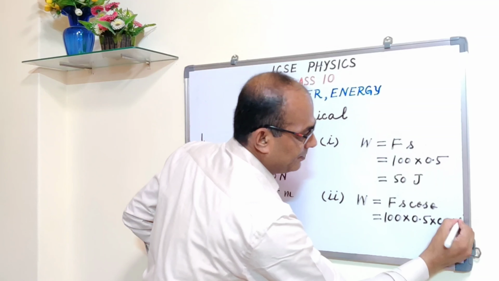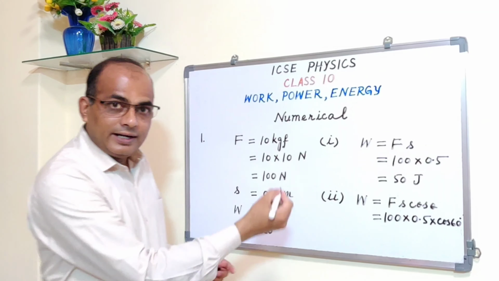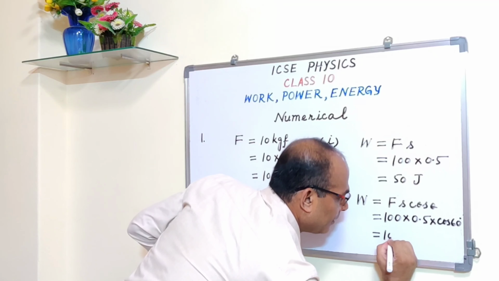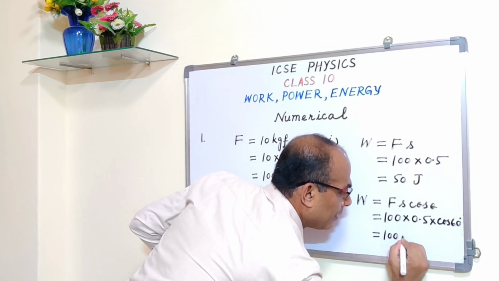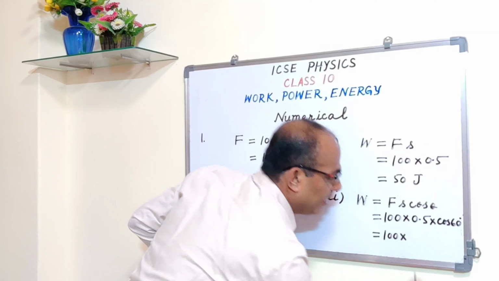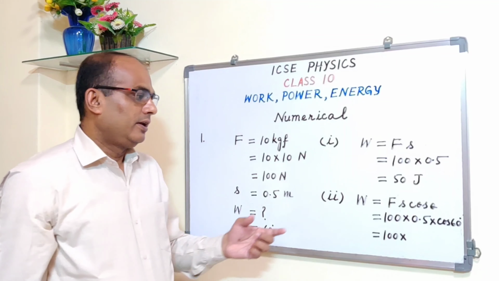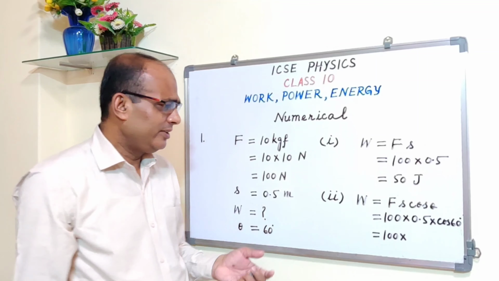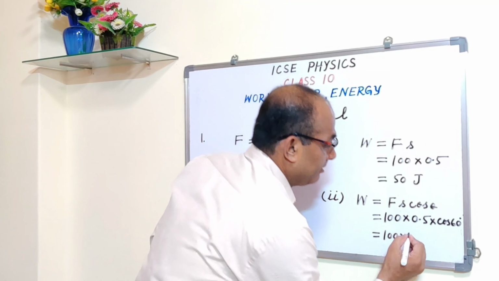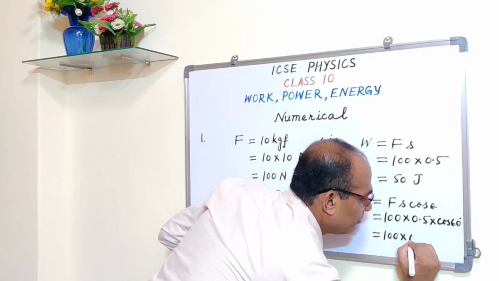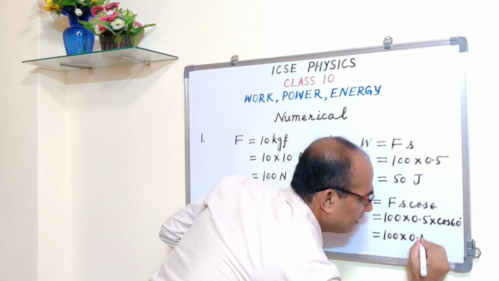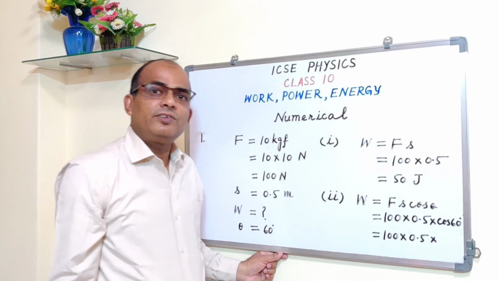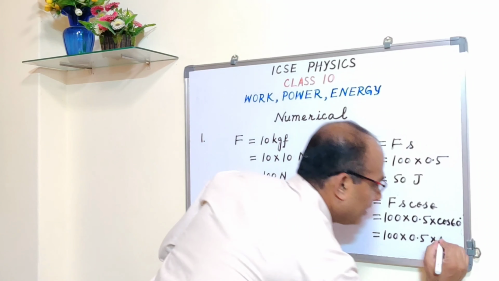Cos 60 degree. 100 as it is, and 0.5. If you want, you can write down 1 upon 2 also, otherwise it's okay. So 0.5 multiplied by cos 60. Cos 60 means sin 30, which is half.